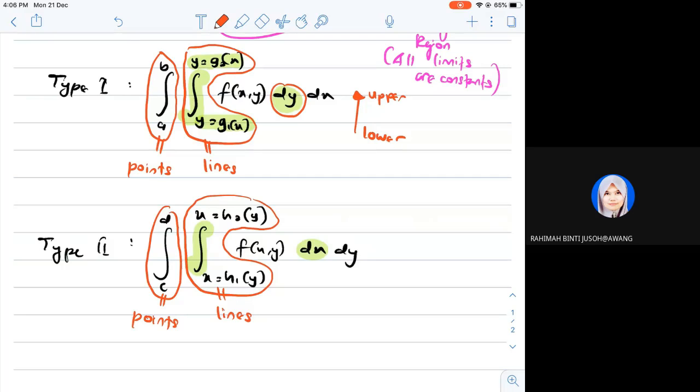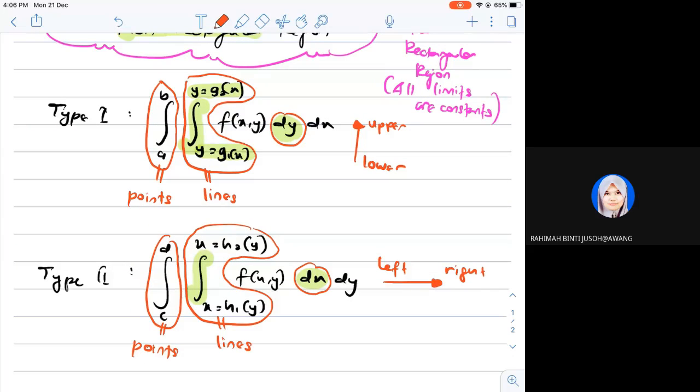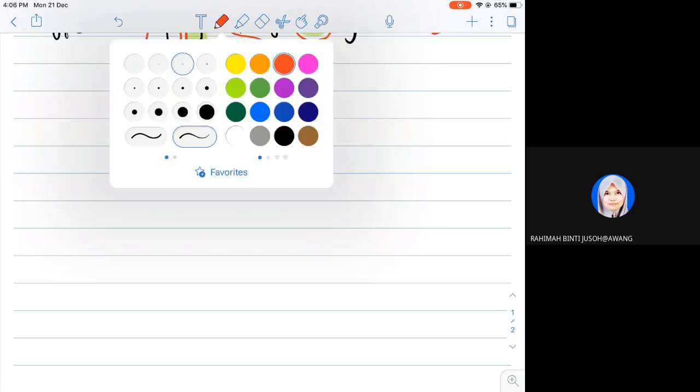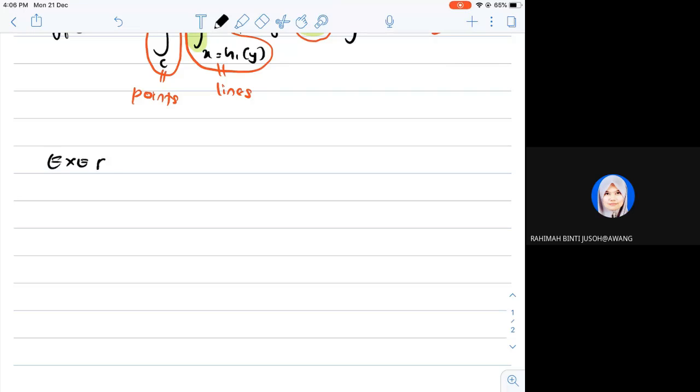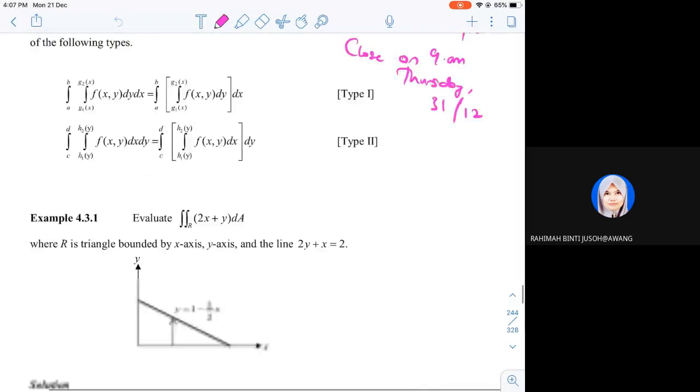All right. And now, guys, since we have dx first, the movement is from left to right, left to right. I will explain further on this when we learn about the reverse order of integration later. So right now, let's take a look at exercise 4.3. I want you to understand this topic, guys, because this is very important, especially in your final exam.